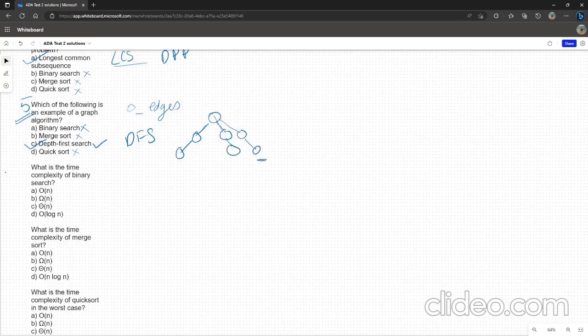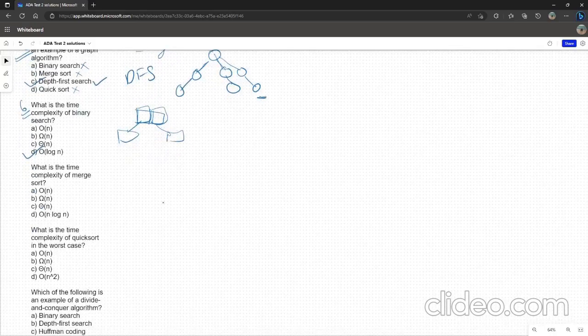The sixth question asks us, what is the time complexity of binary search? Whenever we perform binary search, we divide the problem into half according to whether the number lies in the left part or the right part. So the correct answer is O of log n, because each step divides the problem into half.